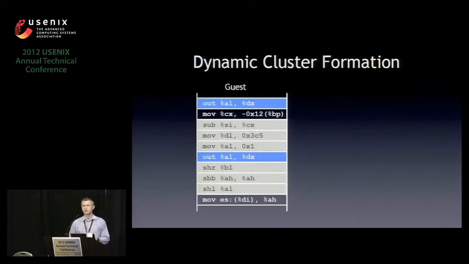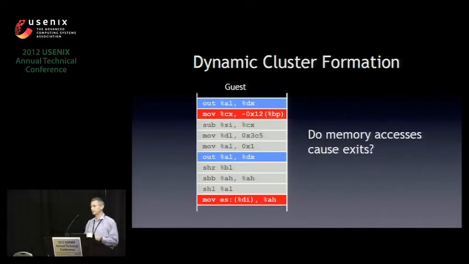So here's another example with 10 instructions. The instructions highlighted in blue are causing exits, including the first one here. The ones in gray are ALU instructions. They do not cause exits. How about the remaining 2 instructions, highlighted here in red? These are memory accesses. Do they cause exits?